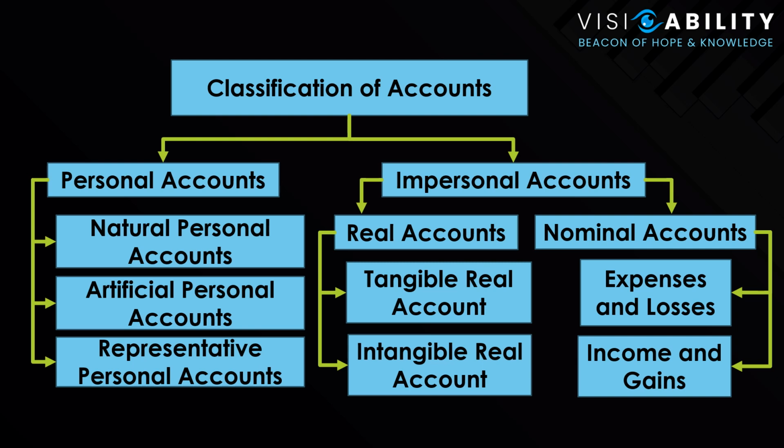Similarly, commission. A businessman could either earn commission or he could give it. Discount, he could earn or he could give. All these come under the category of nominal accounts. So let's go into more detail.